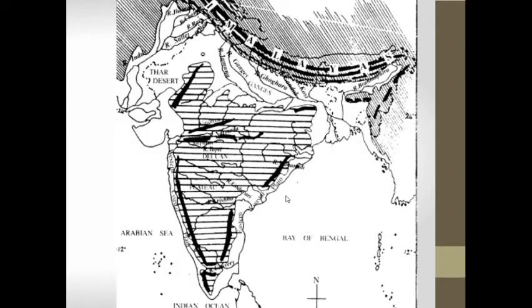Here is the physical map of India. You can observe the Himalayan region over here. Here comes the fertile Indo-Gangetic plain, which is drained by tributaries of the Indus and Ganga. Then this region is the Central Highlands. This is the Deccan Plateau, this is the Western Coastal region, and this is the Eastern Coastal region. India is called a peninsula because it is surrounded by the Bay of Bengal, the Indian Ocean, and the Arabian Sea on three sides.